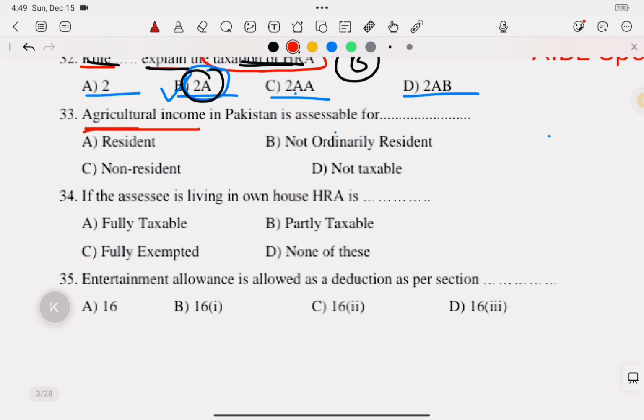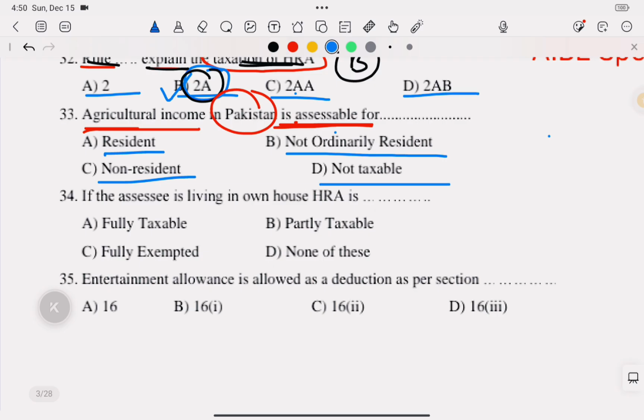Agricultural income in Pakistan is accessible for which of the following? Let's see the options. Options are A, resident, option B, not ordinary resident, option C, non-resident, and option D, not taxable. So in this case the correct option would be option A, that means resident. So now move to next question.